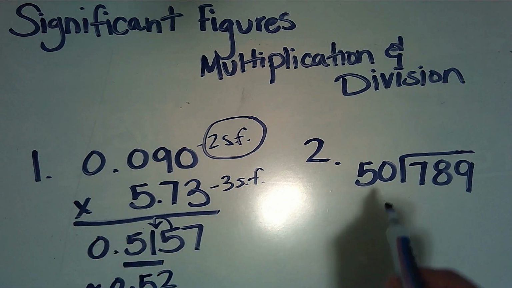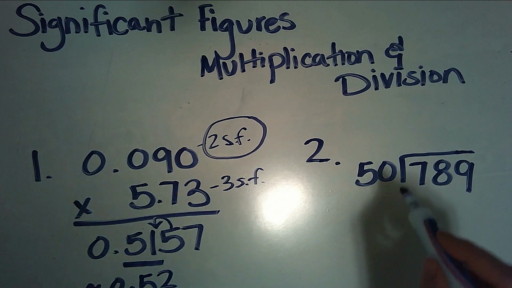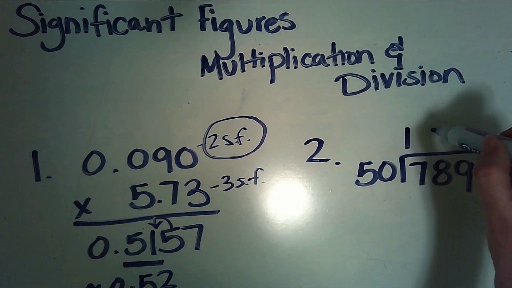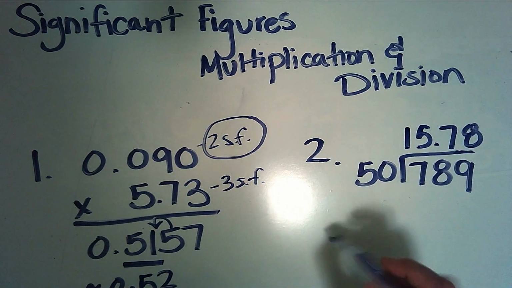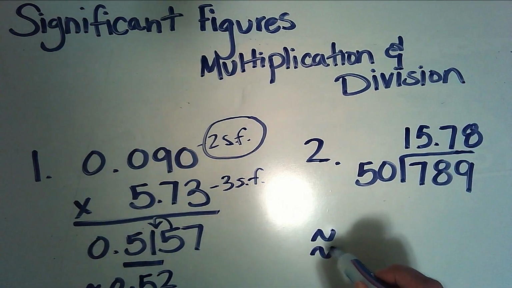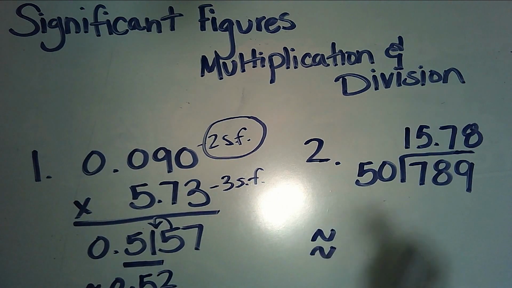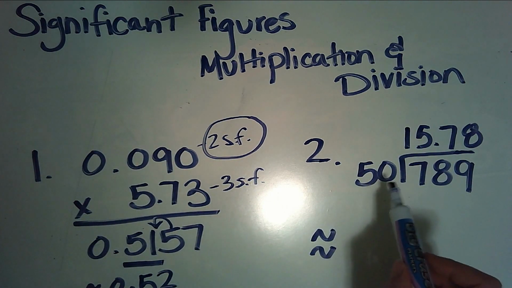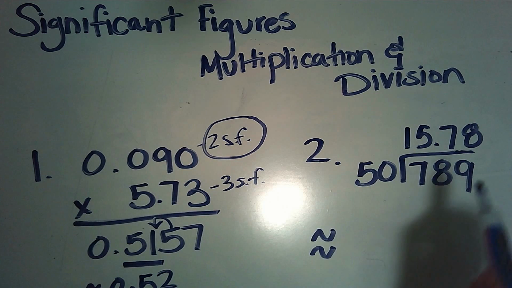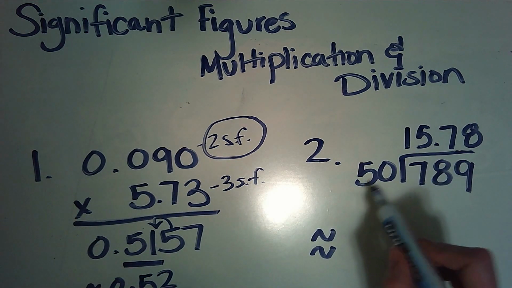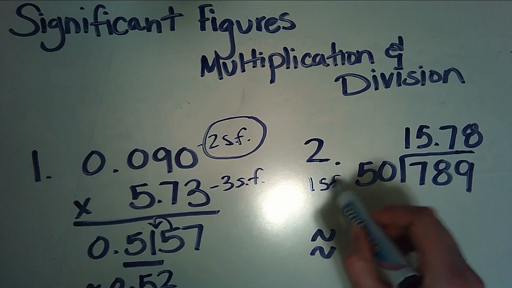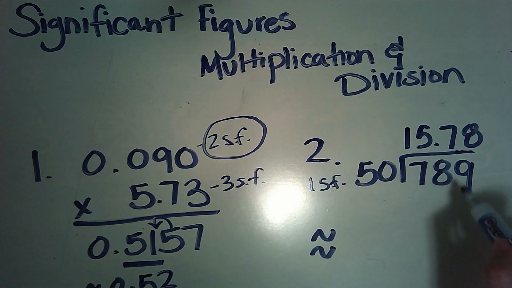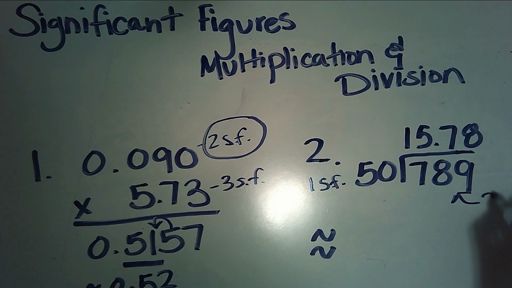Now for the next one, again, simply perform the calculation. And I got 15.78. I'm going to put my rounded answer down here. My next step is to count the number of significant figures in the numbers that I used before. So 50 only has 1. And in 789 I have 3.